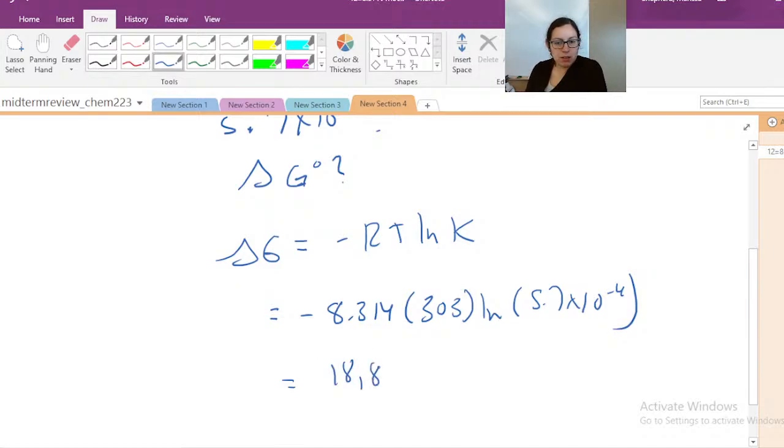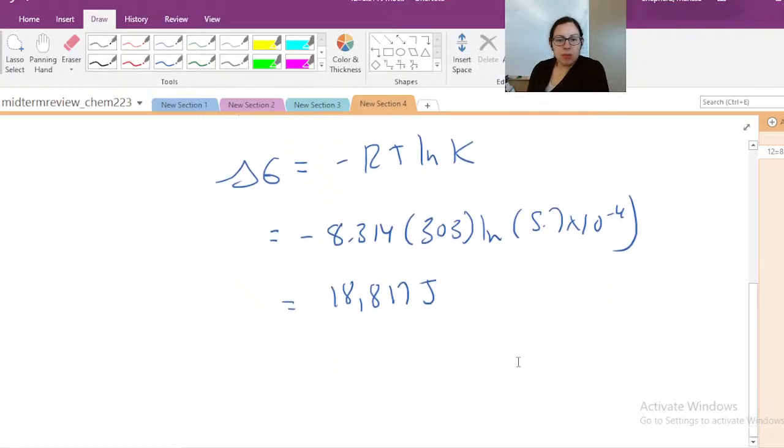So 18,817, so I assume that's joules. And then we could also convert it to kilojoules. So 18.8 kilojoules, whatever unit.